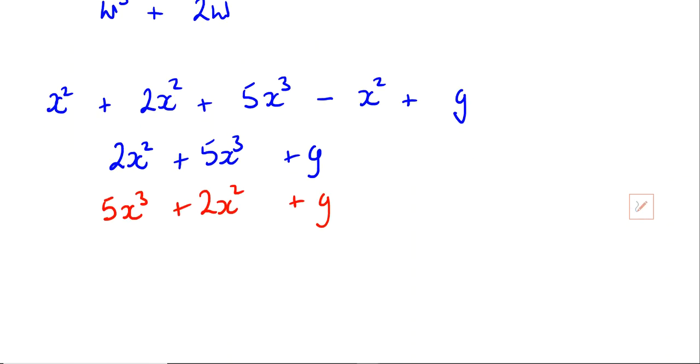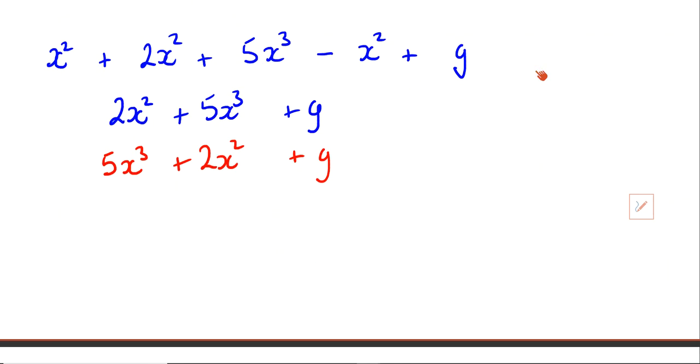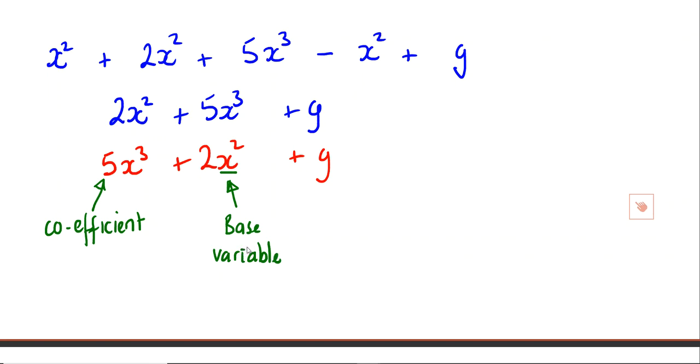Okay, so let's just check our vocabulary. So, what is the 5 called? A base. No. This is called the coefficient. The x is the base. It is also, because it's an x, a variable. And this is the exponent.